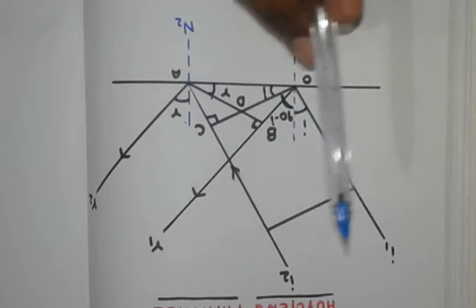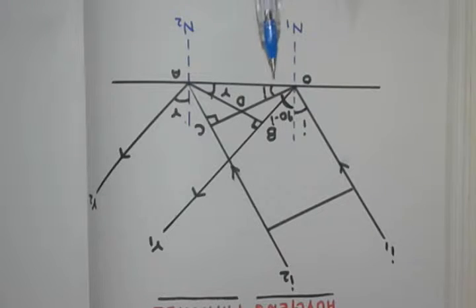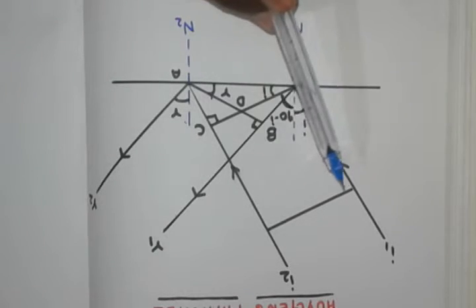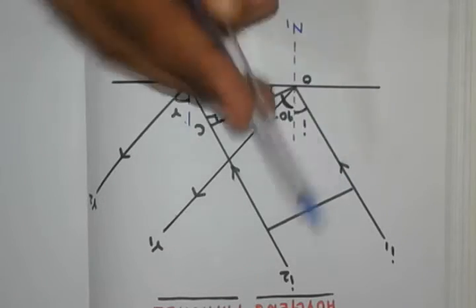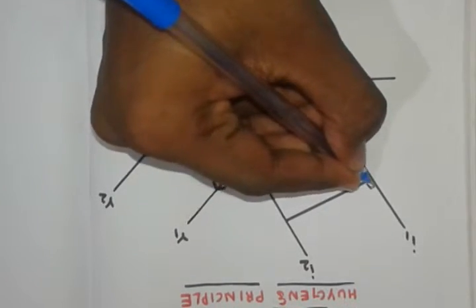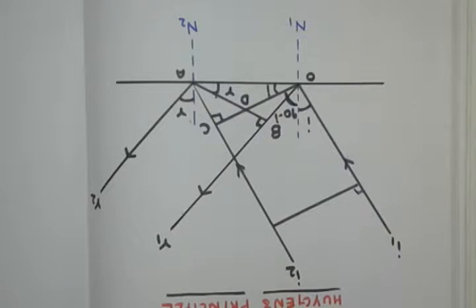This is incoming ray I1, this is incoming ray I2. Both are coming and being incident on a plane, smooth, reflecting surface. Clear? And this is a plane wavefront. We must always remember that wavefronts and rays of light always make a 90-degree angle between them, never any other angle. Considering this point, we'll move ahead.